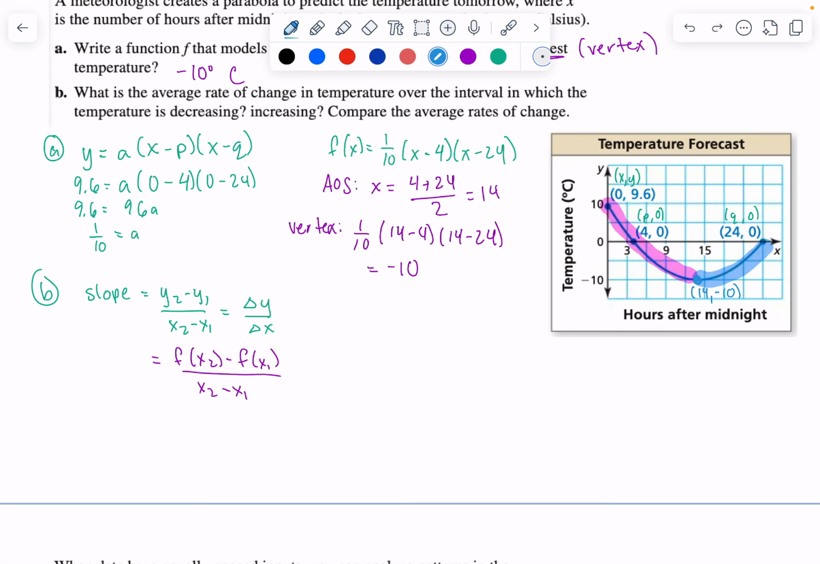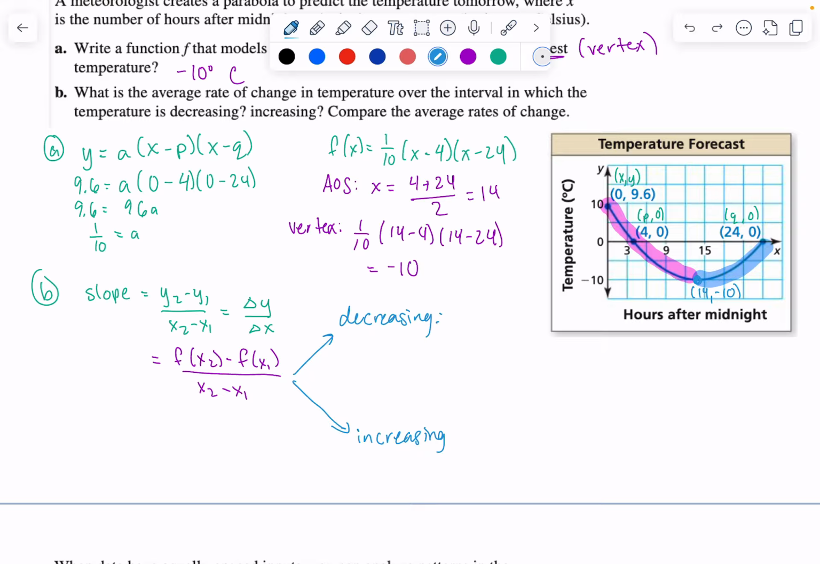Now, obviously, this isn't a linear function, so you can't really talk about slope, but you can talk about the average rate of change, right? It's not changing at a constant rate, but you could talk about what's the average rate at which this is changing, okay? So we're going to break it up into two pieces. We're going to talk about where the function is decreasing and where the function is increasing. So for decreasing, we're using this point and the vertex.